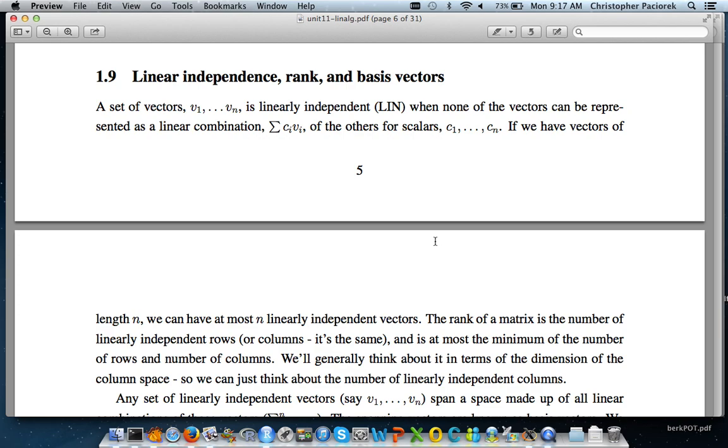Okay, so basically the idea of linearly independent vectors, which you guys should have run across before, is that I can't express any of the vectors as a linear combination of some set of the other vectors. And if I cannot do that, then I have a set of linearly independent vectors. They don't need to be orthogonal. It's just we can't express one as a combination of the others.